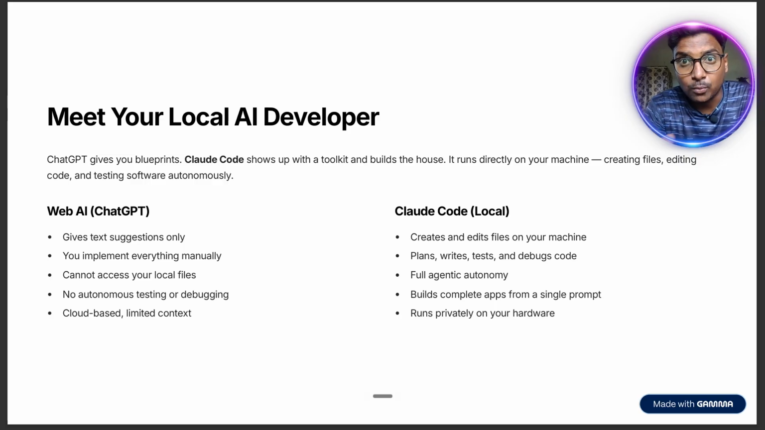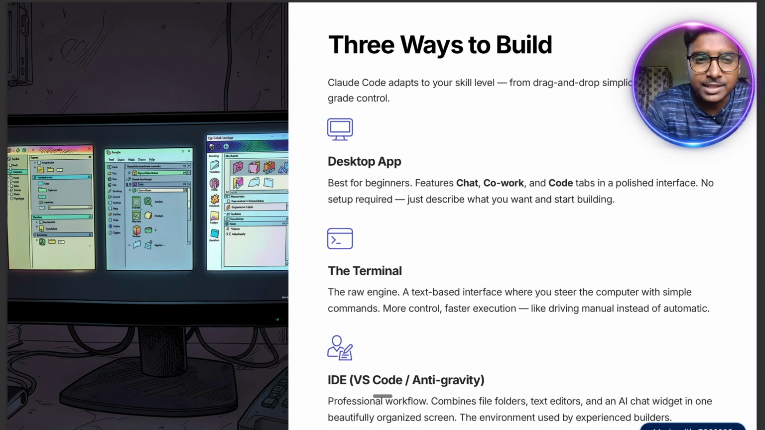Now what is Claude Code? Why should you prefer Claude Code? See, it creates and edits files on your machine. It plans, writes, tests, and debugs code. Full agentic autonomy. It builds complete apps from a single prompt. It runs privately on your hardware. See how beautiful it is. It means you can do everything.